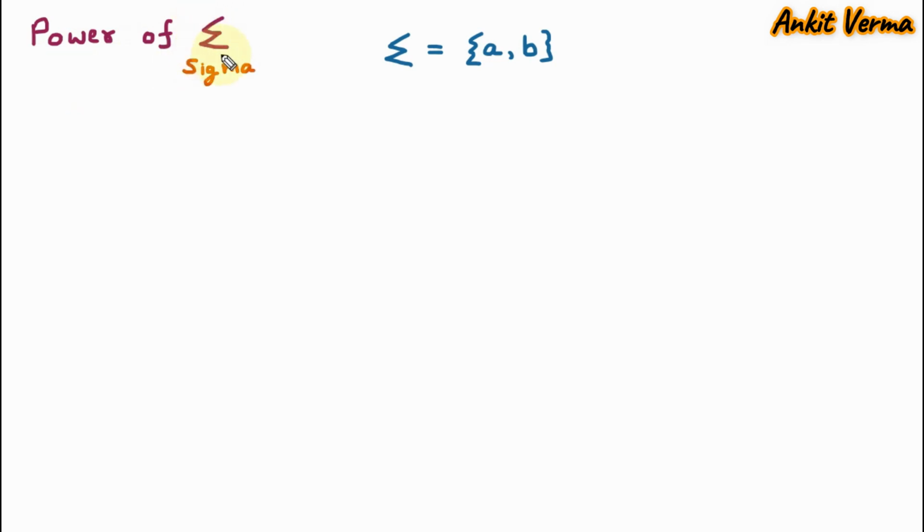The symbol which is given here is called sigma. The sigma represents the alphabet, and an alphabet is a finite set of symbols. So here A and B are the symbols and their set is making the alphabet. From the alphabet we are going to create some languages.